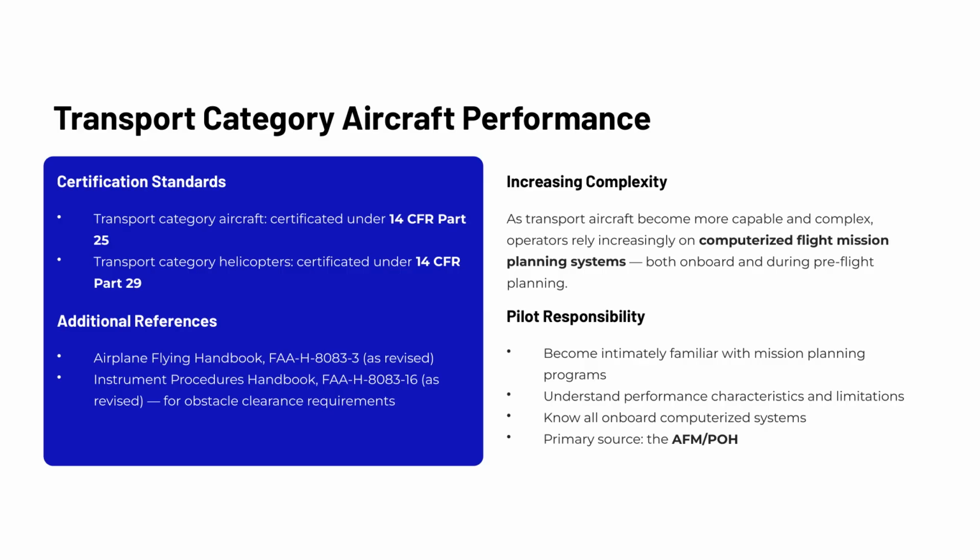Transport category aircraft are held to the most rigorous certification standards in aviation. Fixed-wing transport category aircraft are certificated under 14 CFR Part 25, while transport category helicopters fall under 14 CFR Part 29. These regulations establish the performance and airworthiness baseline that operators and pilots must understand and work within. For deeper study, the Airplane Flying Handbook and the Instrument Procedures Handbook are essential references, particularly the Instrument Procedures Handbook when it comes to obstacle clearance requirements during departures and arrivals.